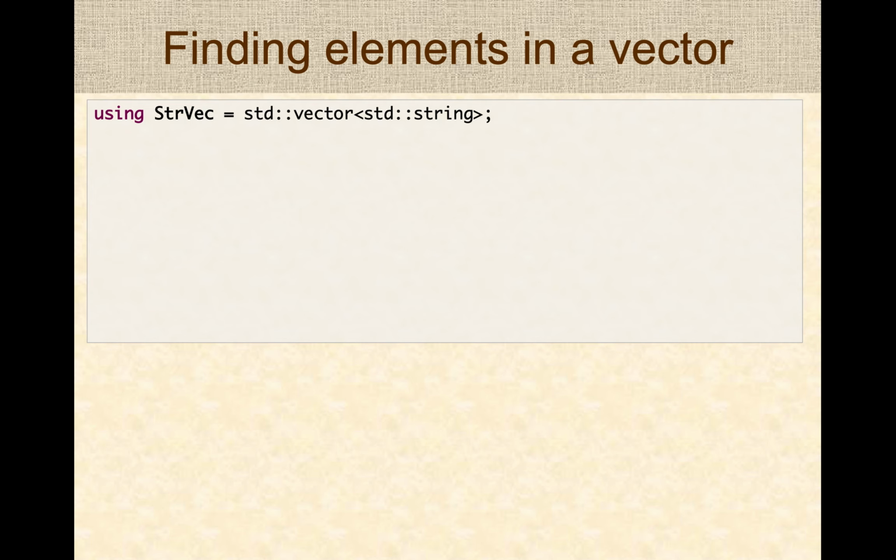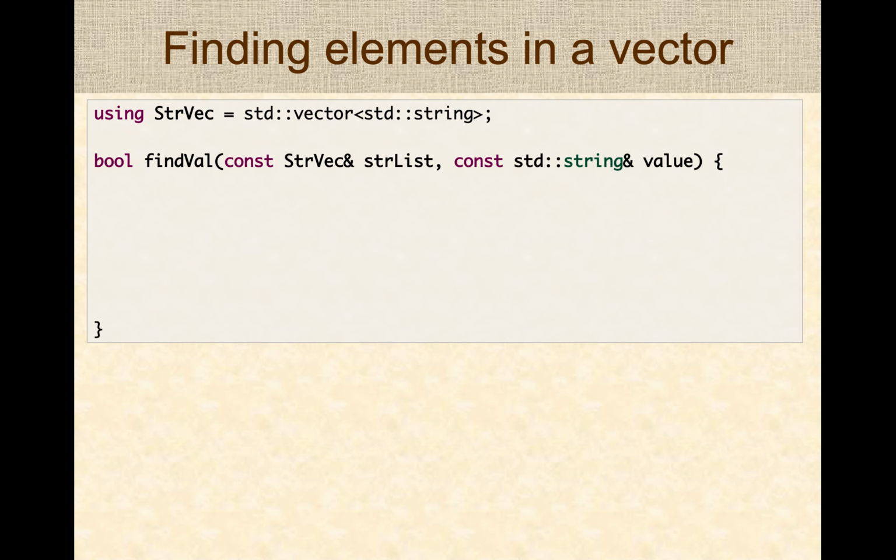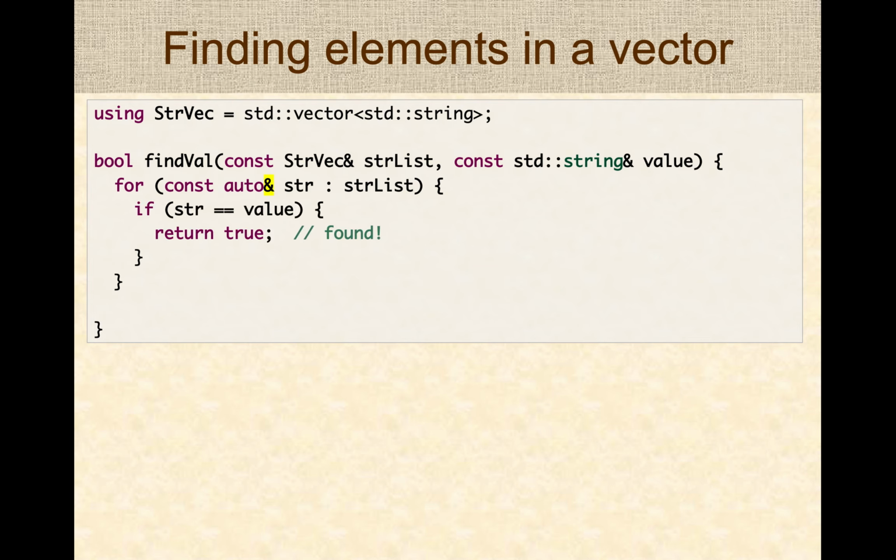Let's look at another example of finding elements in a vector. Again, I'm going to assume it's a string vector, and I want to create a method called findVal that takes a vector to search in and a value to search for. So it is going to search for the given value in strList. So I'm going to iterate over each entry in strList, check to see if that entry is equal to the value I'm looking for. If it is, then I return true to say the value was found. Otherwise, I'm going to return false and end the for loop. That means we have iterated over each entry and we didn't find a matching value, we return false. Just a simple example to illustrate the use of the, notice the use of the auto keyword in that for loop as well.